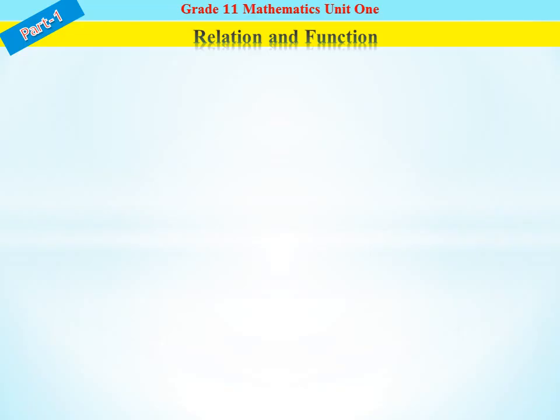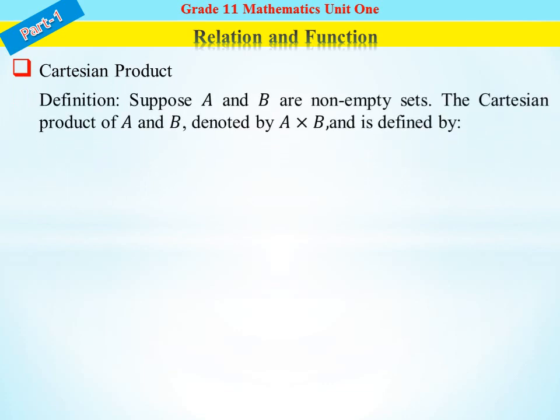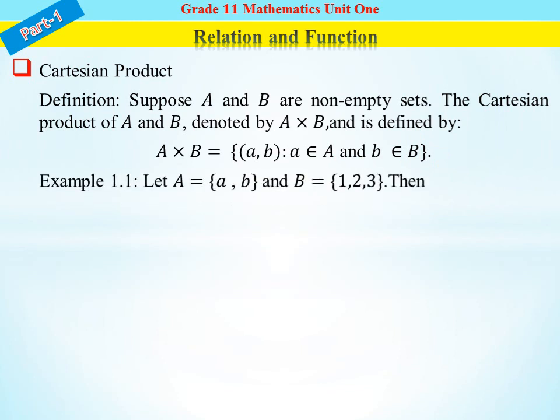Part 1 Relation and Function. Before we see relation and function, what is Cartesian product? Suppose A and B are non-empty sets. The Cartesian product of A and B denoted by this one, which is defined by A cross B equal to the set contain order pair A comma B such that A is element of set A and B is element of set B. For example, let A has 2 elements here as you see, and B has 3 elements.